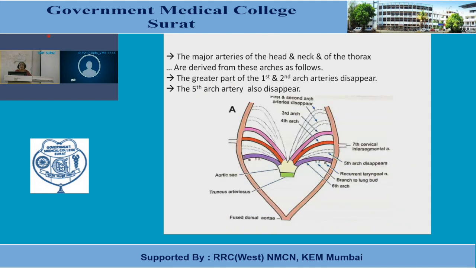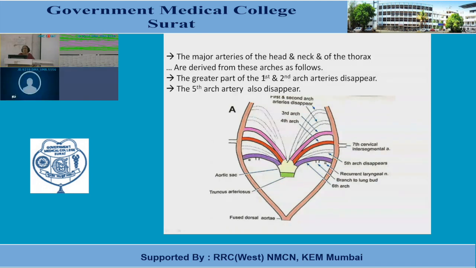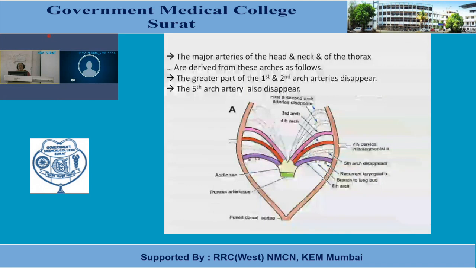Now the major arteries of the head, neck, and thorax are derived from these arterial arches as follows. The greater part of the first and the second arch arteries disappear. You can see the greater part of the first and second arch arteries, which are the discolored areas, disappear. The fifth arch also disappears, as indicated by the discoloration. So how many arches disappear? First, second, and fifth, but the colored ones are the third, fourth, and sixth.